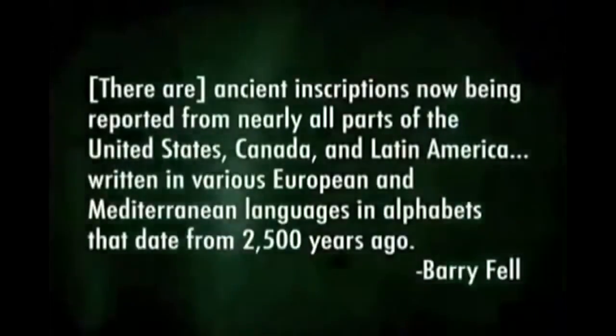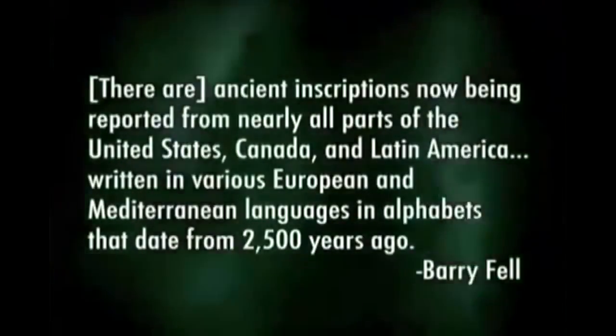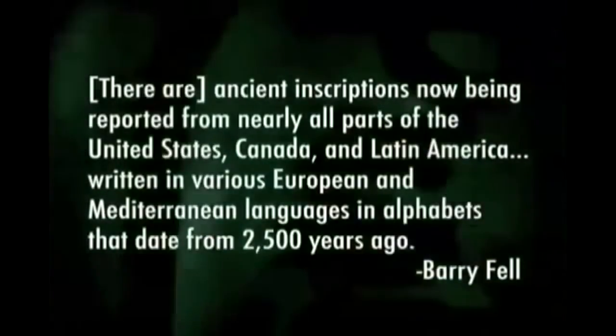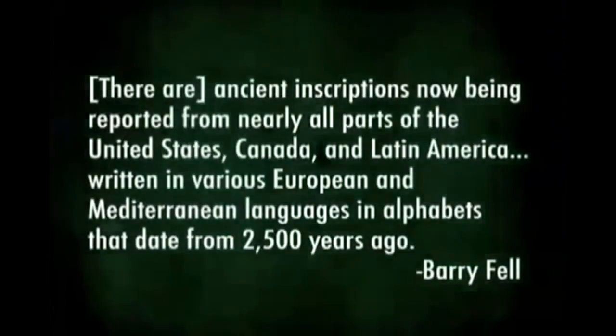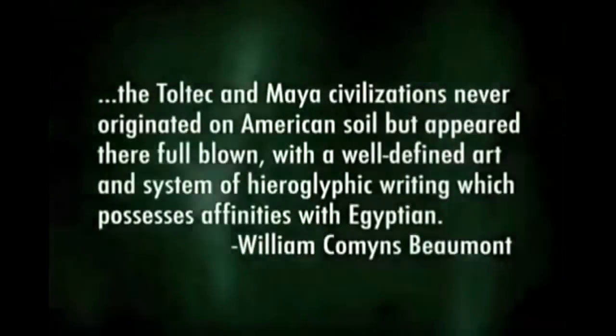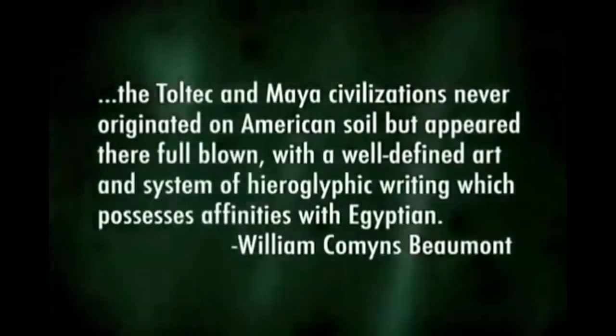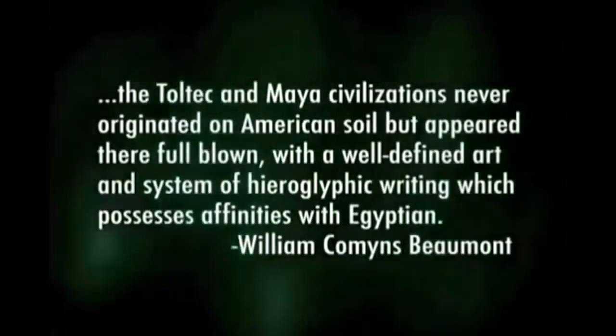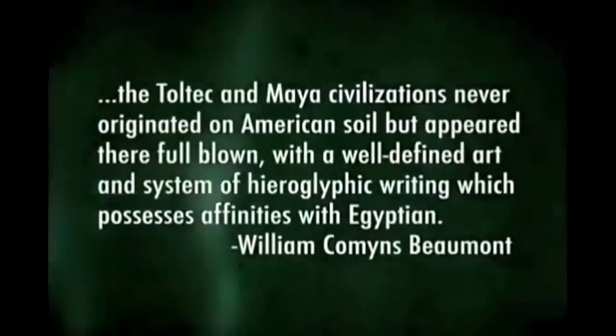Barry Fell states in his book America BC, there are ancient inscriptions now being reported from nearly all parts of the United States, Canada, and Latin America, written in various European and Mediterranean languages in alphabets that date from 2,500 years ago. William Comyns Beaumont wrote, "The Toltec and Maya civilizations never originated on American soil, but appeared there full-blown, with a well-defined art and system of hieroglyphic writing which possesses affinities with Egyptian." It is found that there are thousands of prehistoric sites across New England and several other northern states showing inscriptions, carvings, and mounds created by Druidic mariners as far back as 800 BC.